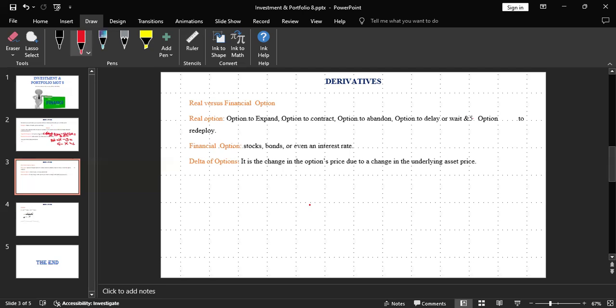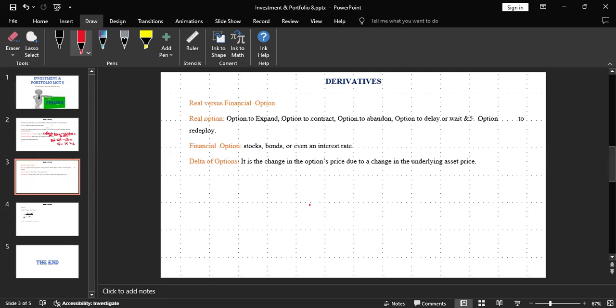Then the option to delay. That is, after doing your investigation, you realize that going into the investment now would be less profitable compared to going into it in future. So you delay, you wait till the future time, then you go into it.